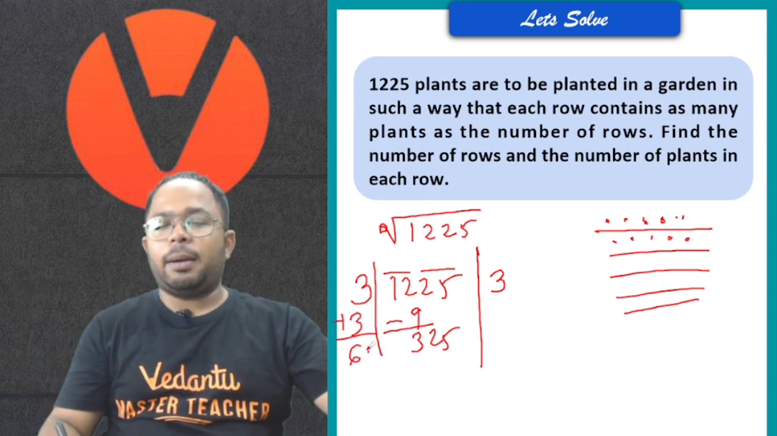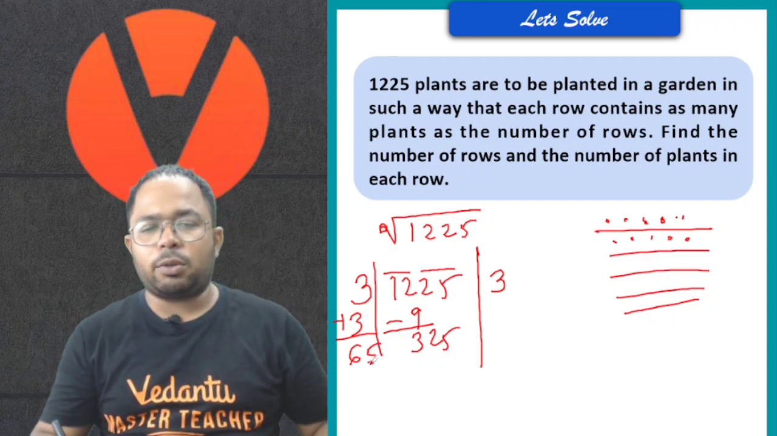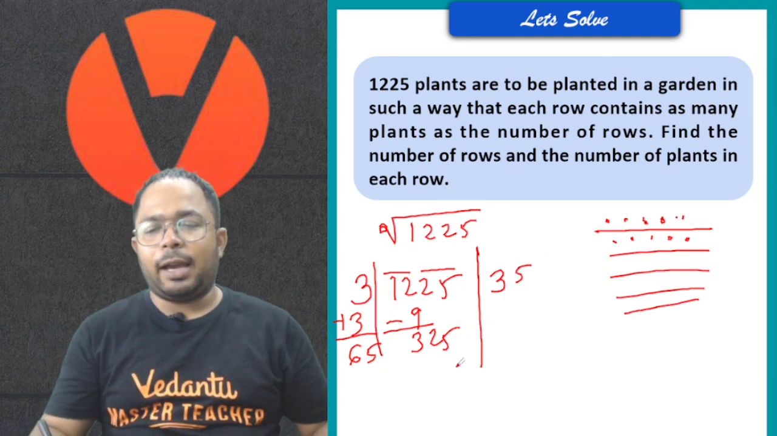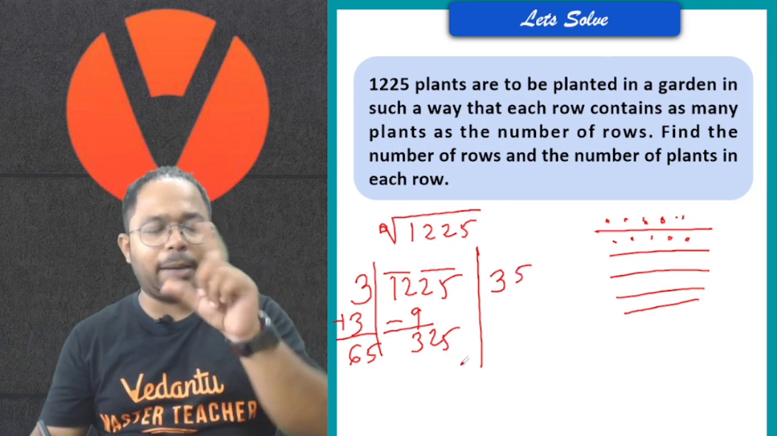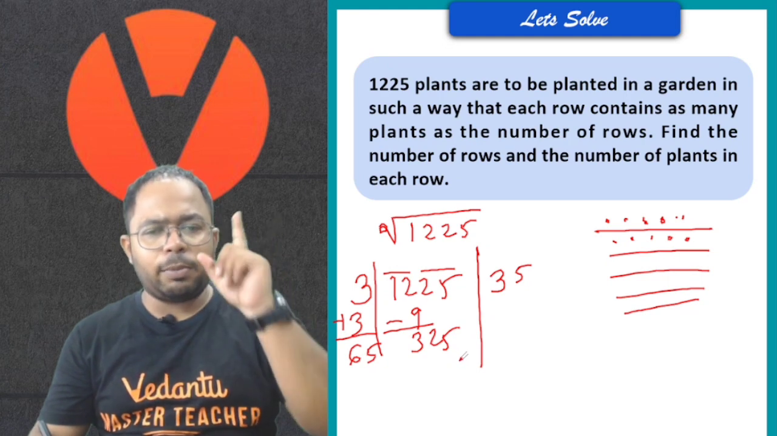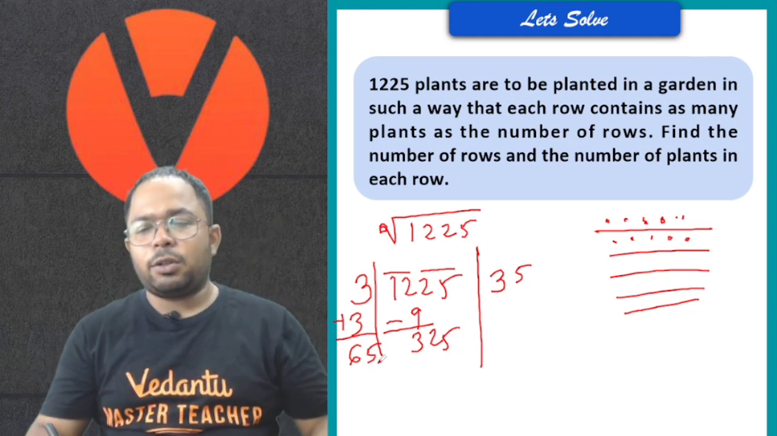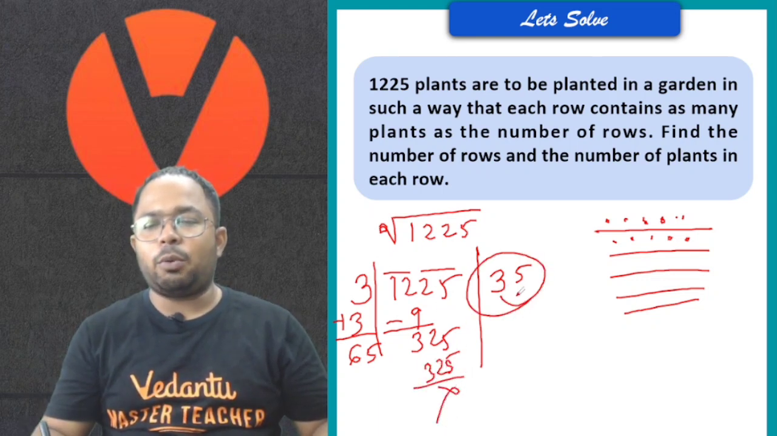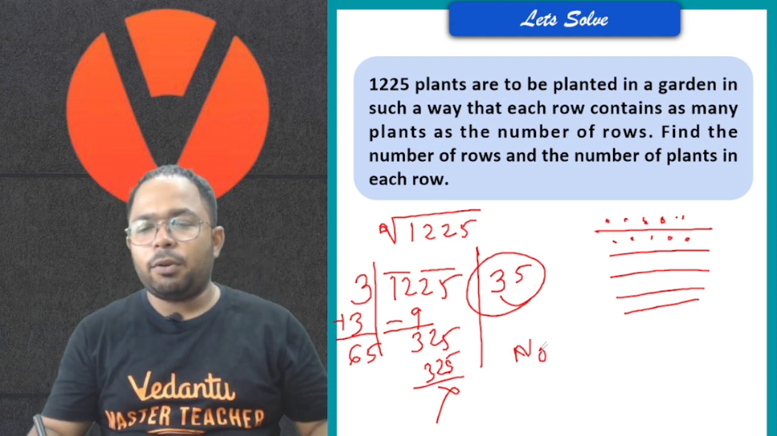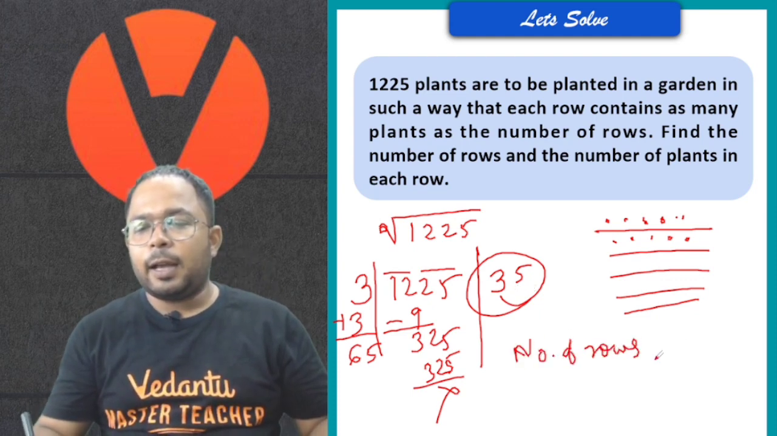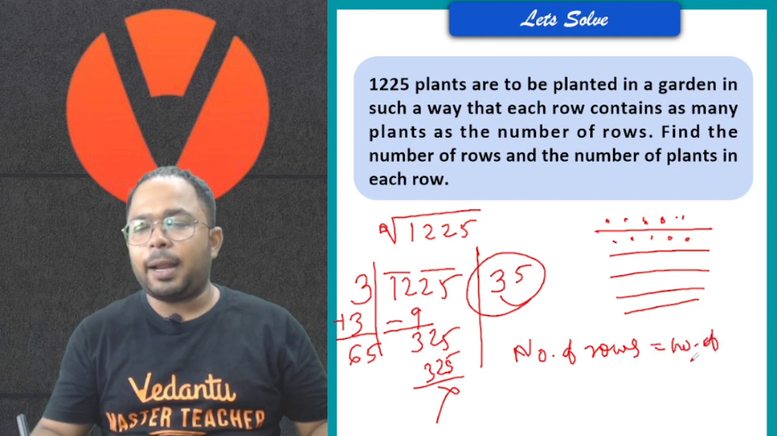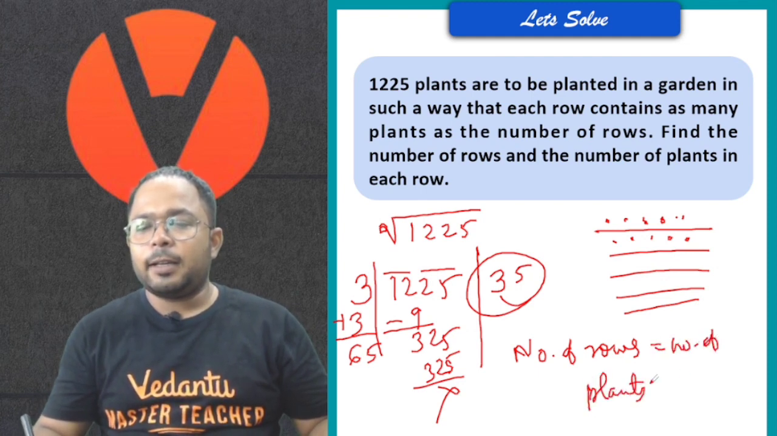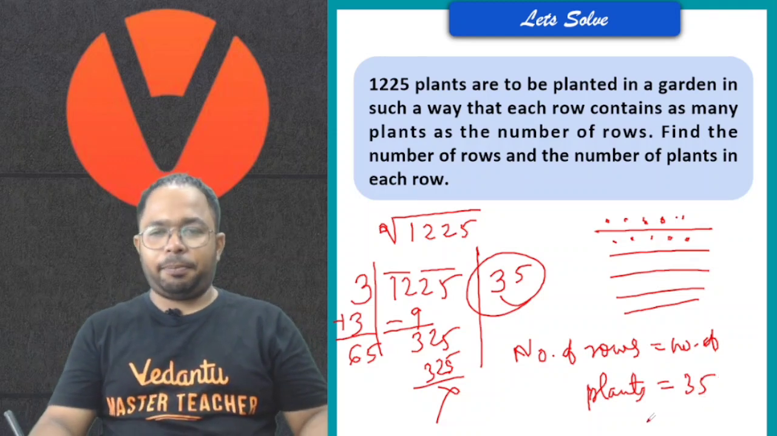We have to think of a number which is either 325 or close to it. So 65 into 5. I thought of a number which is multiplied by itself so that we get a 5 at the end. So there is only one possibility, that is 5 itself. 5 5s are 25, carry 2, 6 5s are 30 plus 2, 325. So here we get the square root as 35. So the number of rows equal to the number of plants is 35.